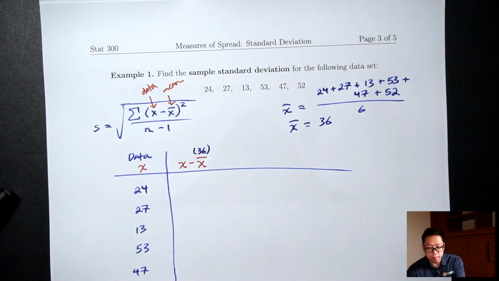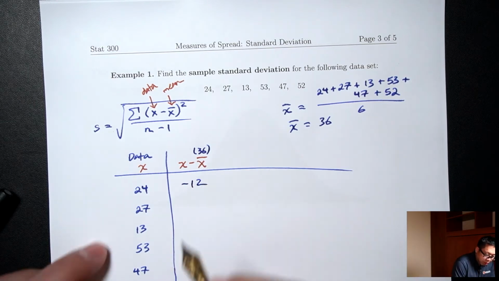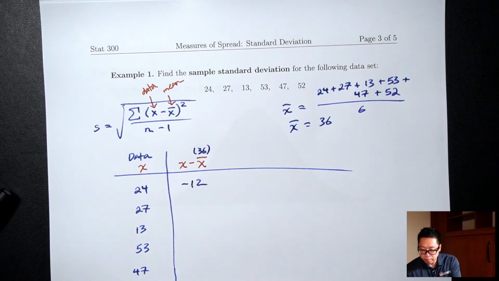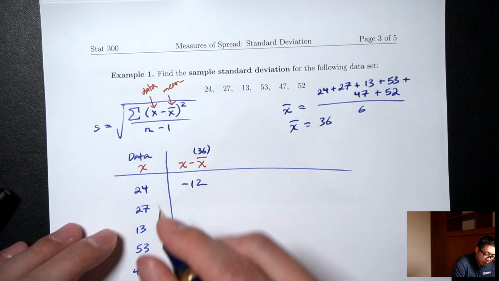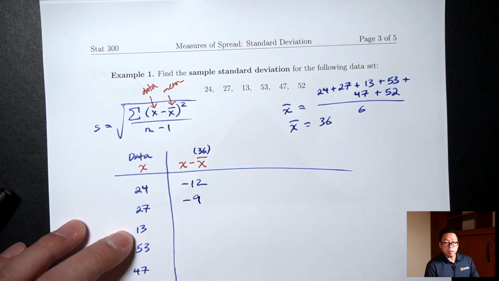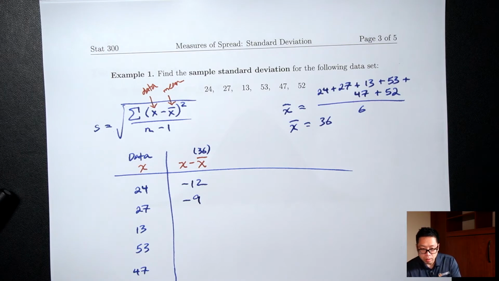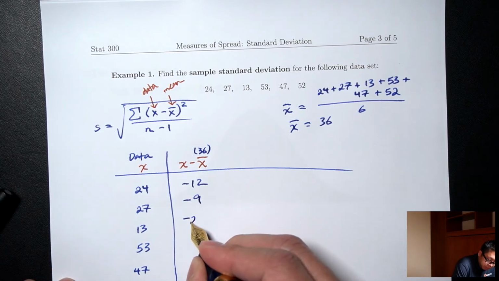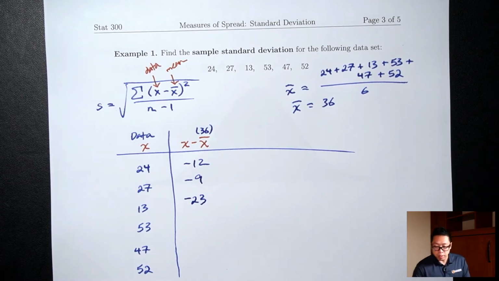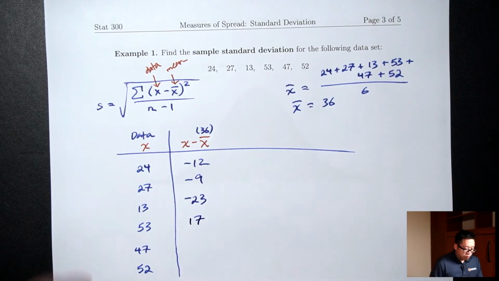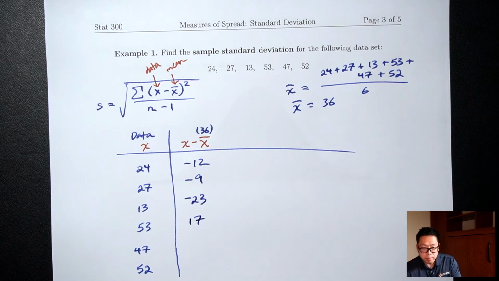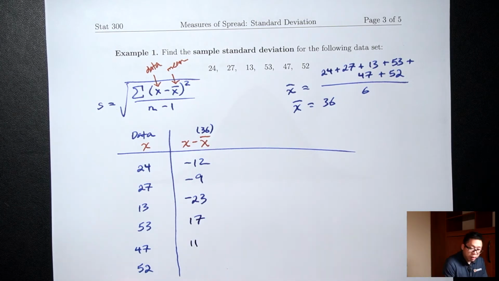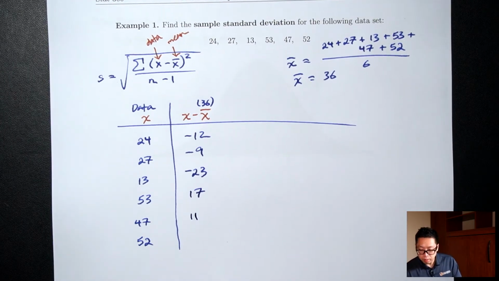So 24 minus 36, it's negative 12. 27 minus 36, negative 9. 13 minus 36, negative 23. 53 minus 36, 17. 47 minus 36, it's 11, and then finally 52 minus 36, 16.